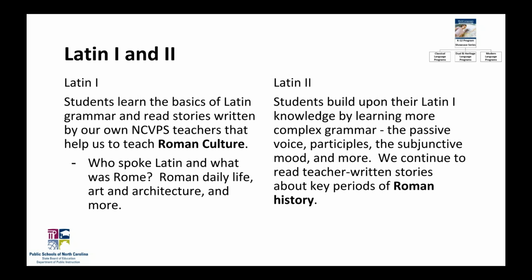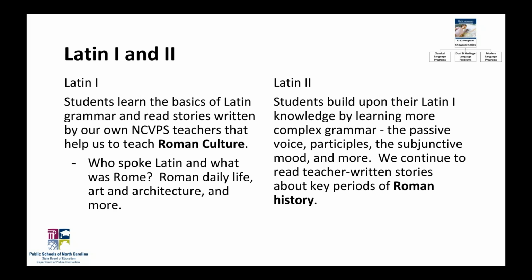In Latin 2, we actually build upon that Latin 1 knowledge. The grammar gets more complex. In Latin 1, they're learning basic verbs in the active voice, as in John is jumping. In Latin 2, we switch into the passive voice, which is taking those verbs and making them different. Rather than, John is eating bread, the bread is now being eaten by John. That's passive voice. We learn more uses of the nouns. We learn participles. We learn the subjunctive mood.